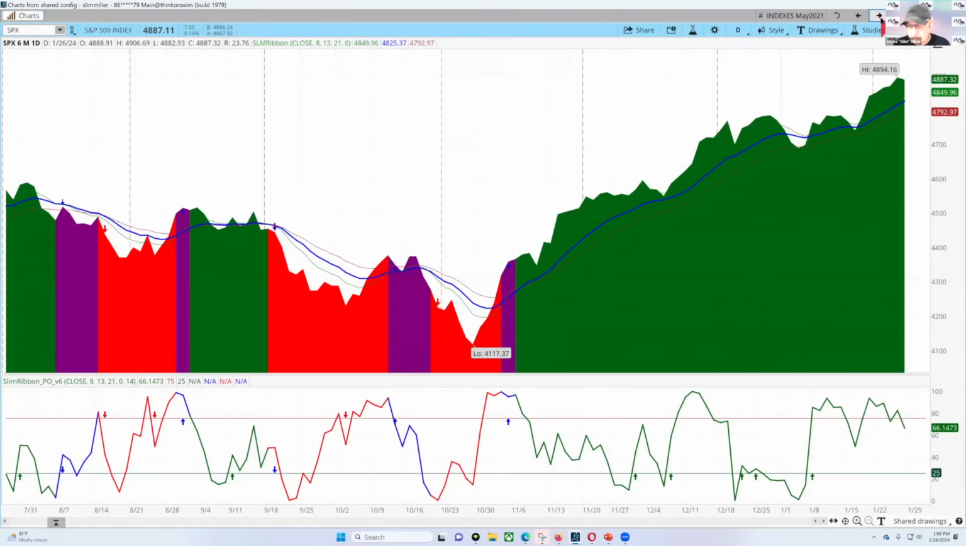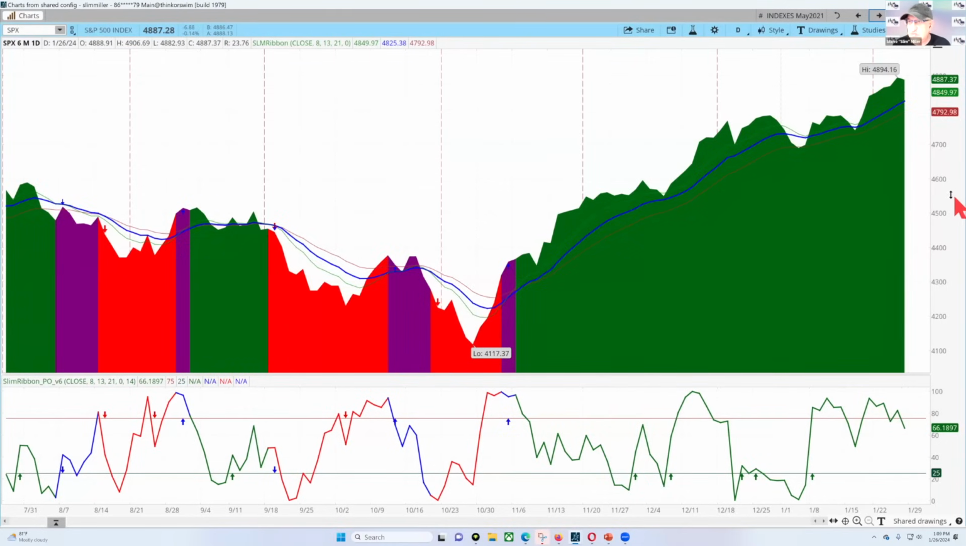Here is a look at the slim ribbon and the slim ribbon PO on the daily chart. And you could see that way back over here is where the slim ribbon turned positive in November, right there. Each of these times that it gets down under the 25 and then ticks above it, it gives us a notice essentially that momentum conditions are continuing on the upside. This is an area chart that you could see on the slim ribbon, and that tells you still positive.